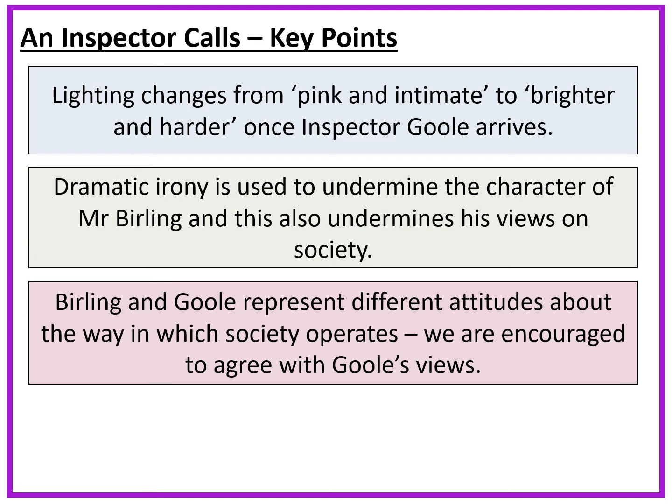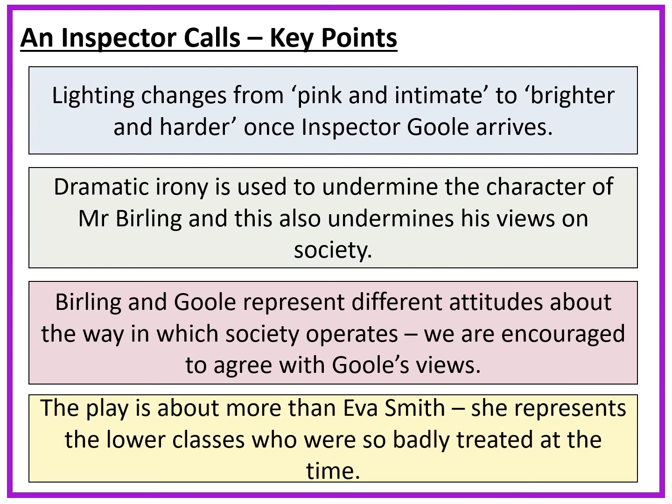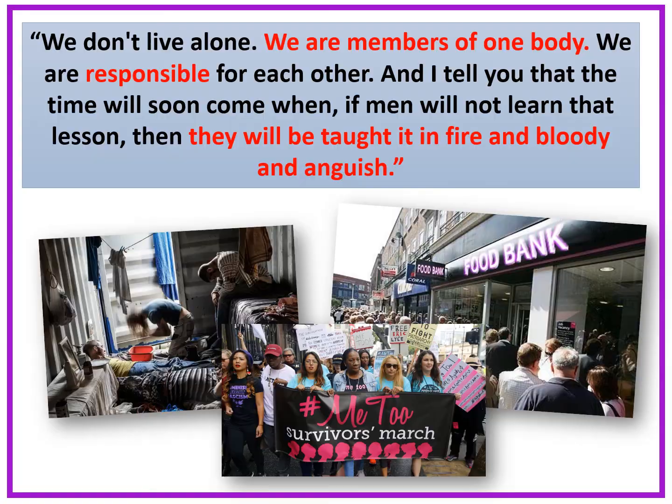In Mr. Birling and Goole, we have representations of the different attitudes in which society operates, and the audience is encouraged to side with Goole. The play is about more than the suicide of Eva Smith. She represents the lower classes who were so badly treated at the time.